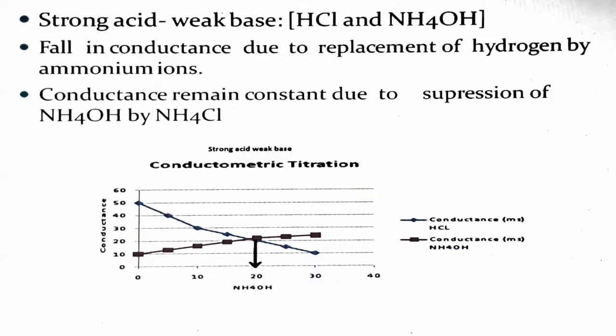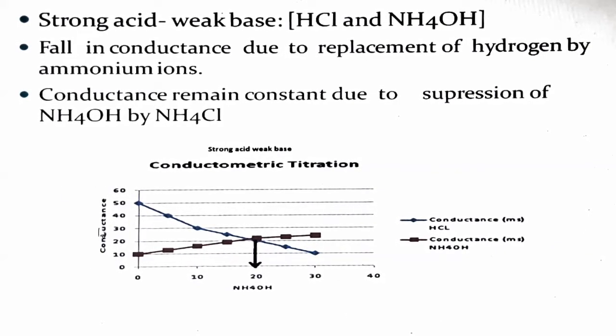Now we see the titration between strong acid and weak base. Strong acid we have taken is HCl, hydrochloric acid, and the weak base is ammonium hydroxide. In this graph, we are taking the volume of titrant, that is ammonium hydroxide, on this axis, and this axis is showing conductance.